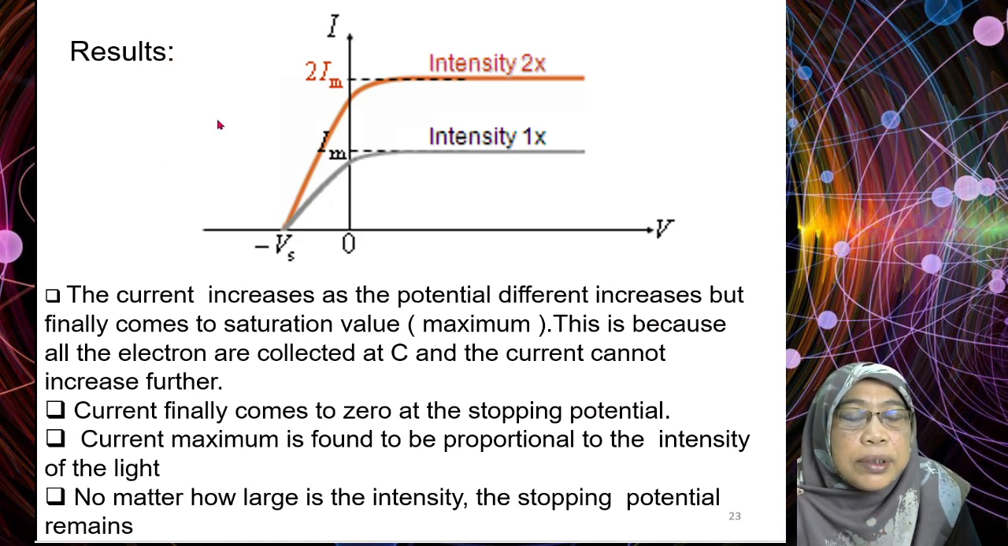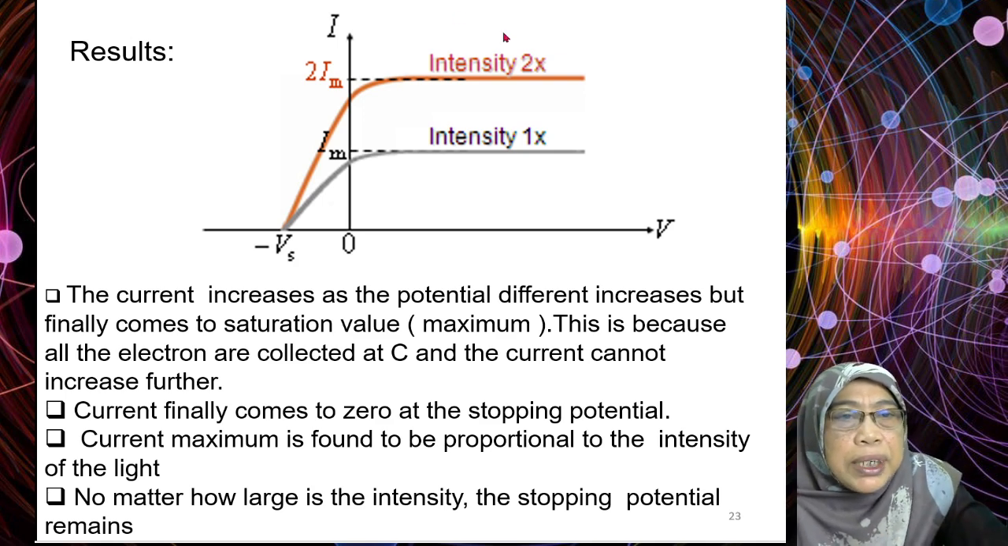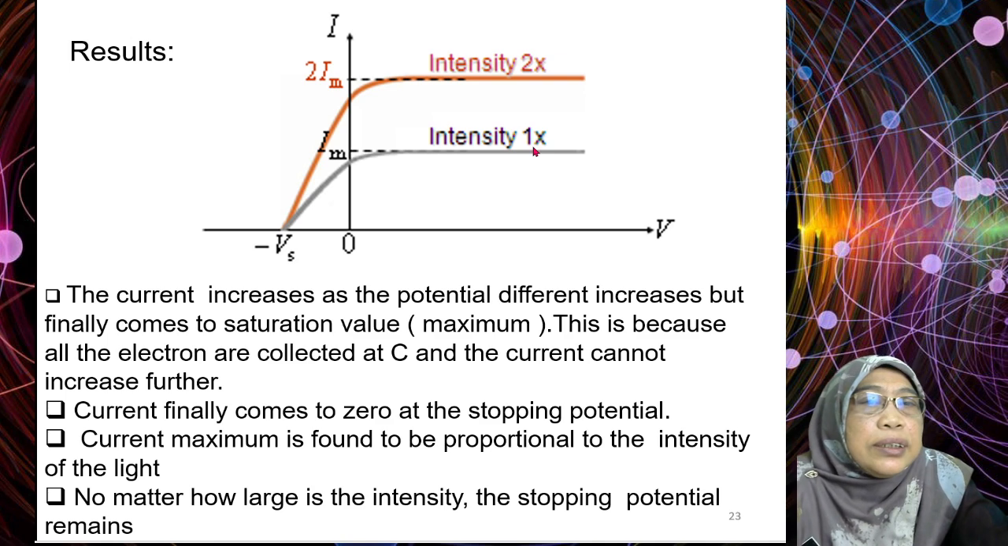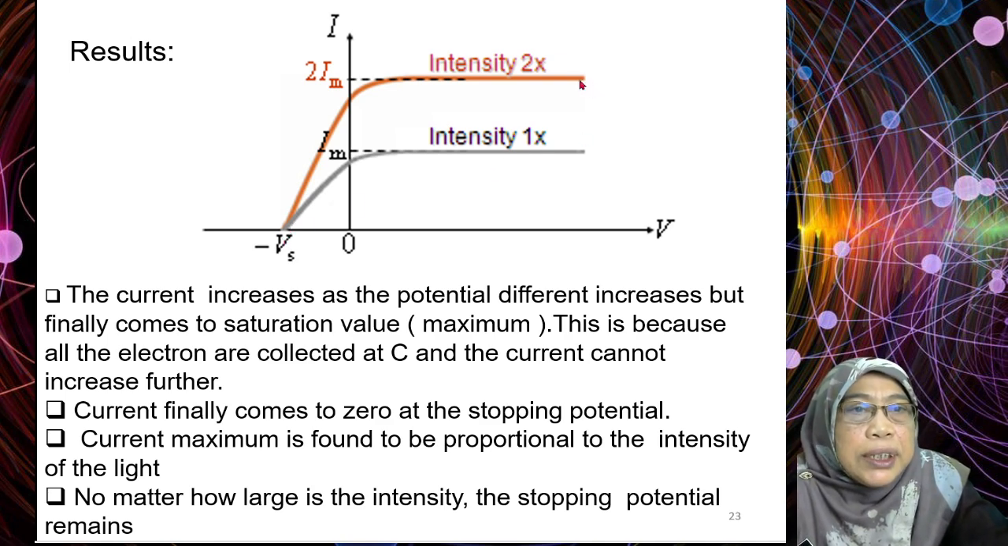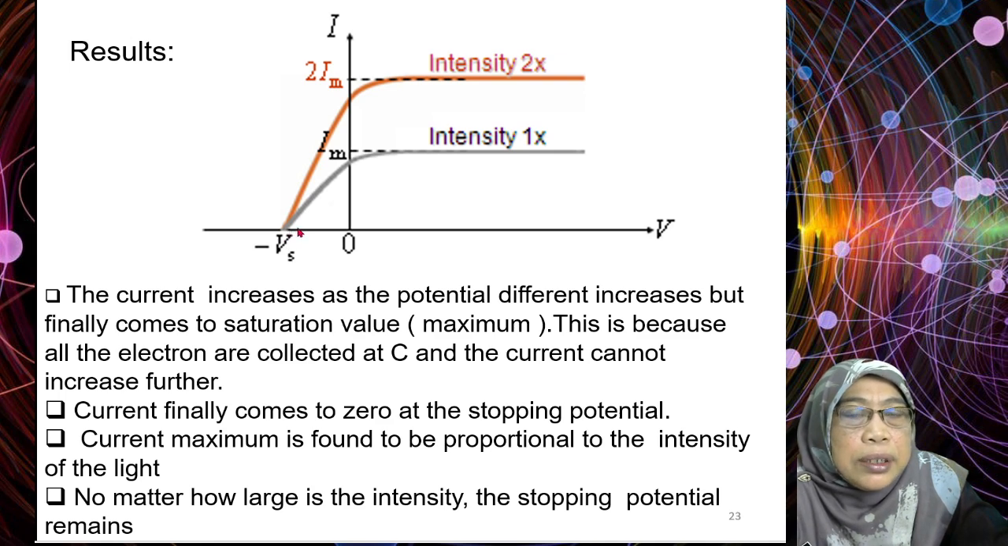Okay, the result or the observation when the intensity changes. The first one is intensity, this one. When you have the higher intensity, twice the intensity, you can see your x-axis is V, potential. V refers to the stopping potential. The stopping potential does not change here, it's still at the same point. But the maximum current increases, and you have twice the intensity of the light.